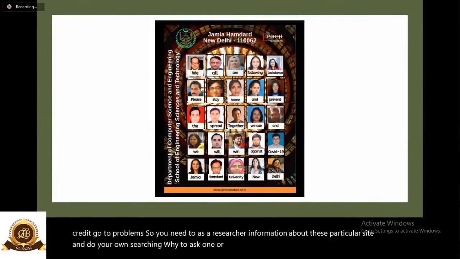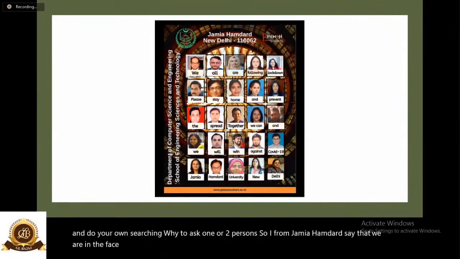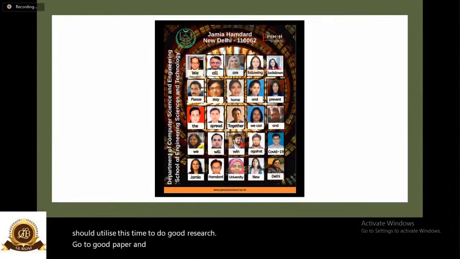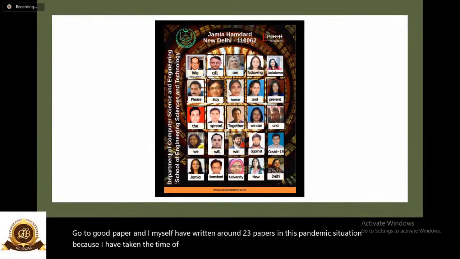So I, from Jamia Hamdard, say that we are in the phase of the COVID-19 pandemic, but we will be overcoming this phase, and we should utilize this time to do good research and write good papers. I myself have written around 2-3 papers in this pandemic situation, because I have taken the time of the lockdown to do some effective research in terms of my papers.